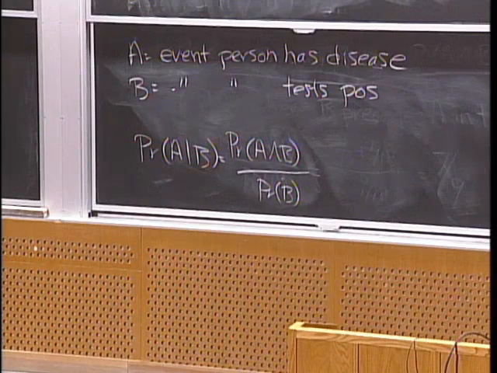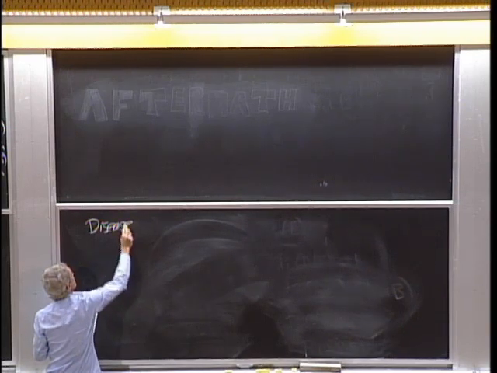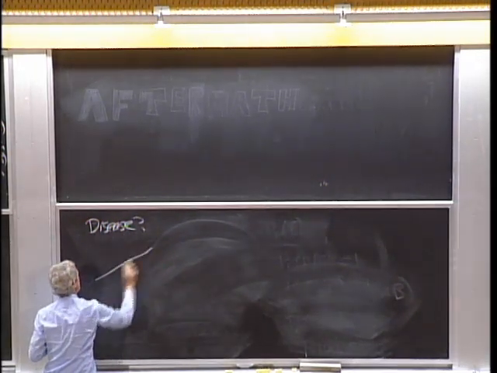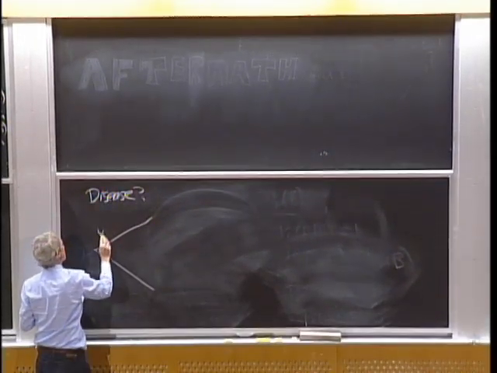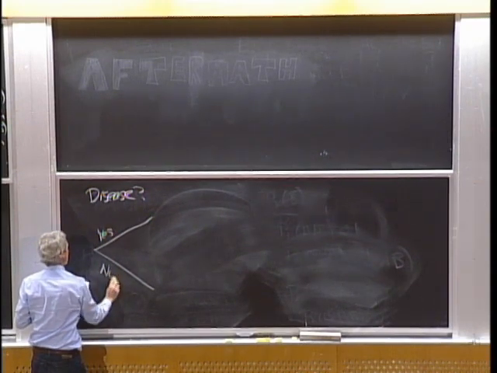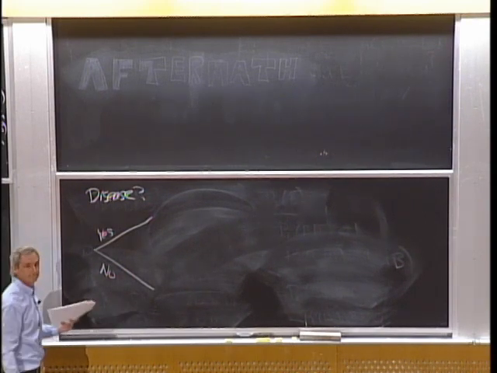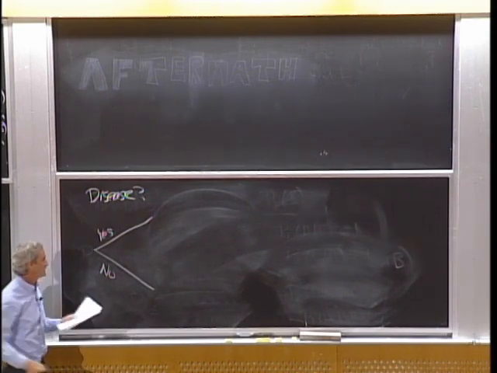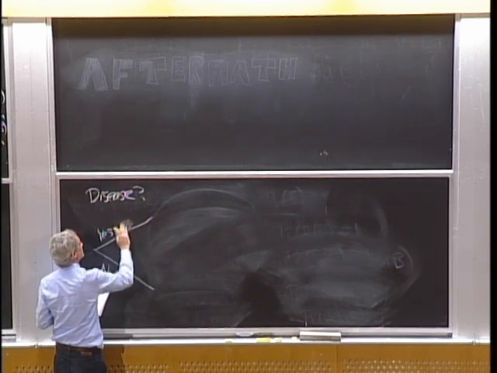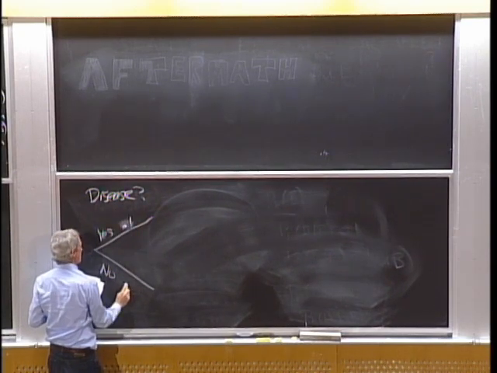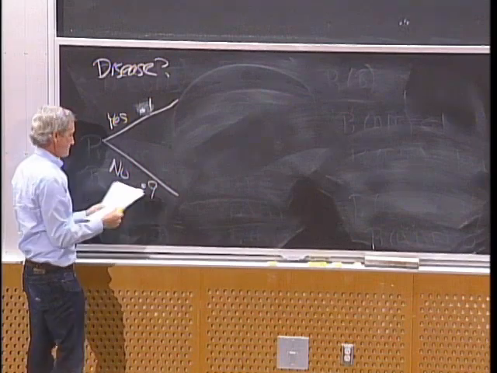Okay. So first, do you have the disease? And it's yes or no. Let's see, the probability of having the disease. What is that for a random person? 10%. That's the stat. So it's actually, we'll call it 0.1. And 0.9, you don't have it.